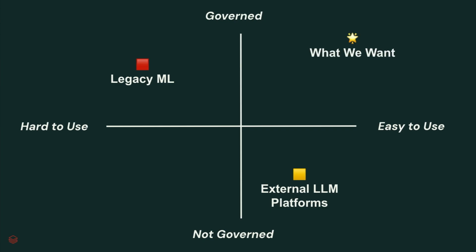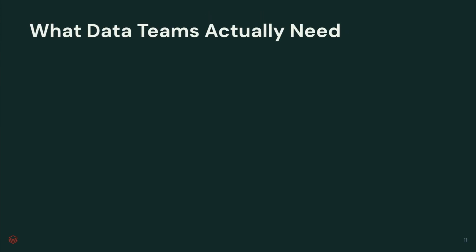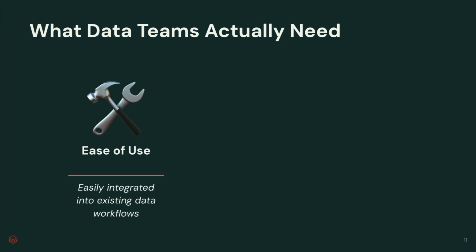So where we want to go is the top left side. This is where you get ease of use and good governance. So how do we get there? Let's break it down from the perspective of people doing the work, data scientists, data analysts, data engineers. First, they want something which is easy to use. They live in SQL, Python, notebooks, ETL. They want to be able to integrate GenAI into their existing workflows.